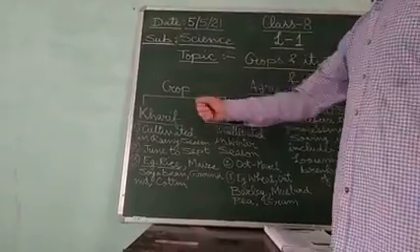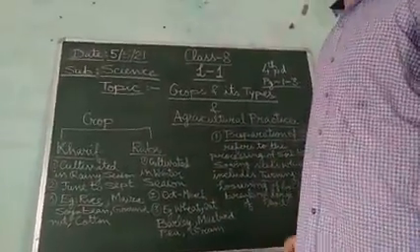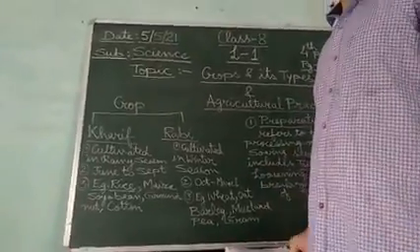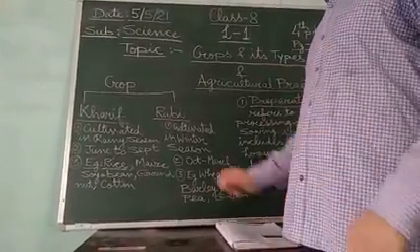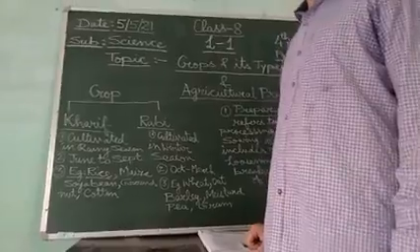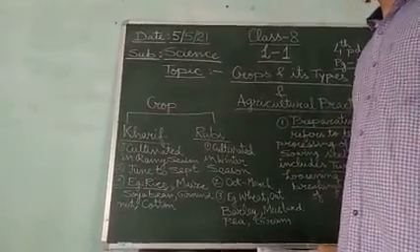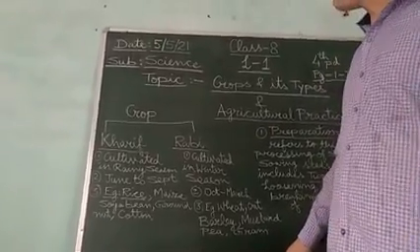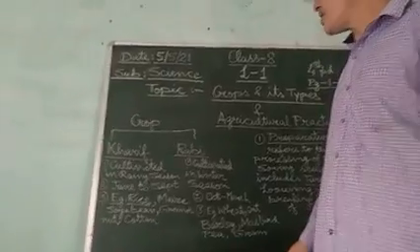First is the kharif crop and second are the rabi crops. So first I will explain what kharif crops are. Kharif crops are those crops which are cultivated mainly in the rainy season. And during which months are these kharif crops cultivated by the farmers? That is between June and September. June to September is the perfect time for cultivation of the kharif type of crop during the rainy season.